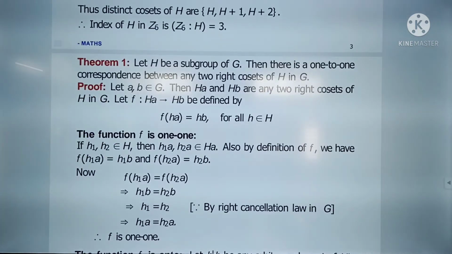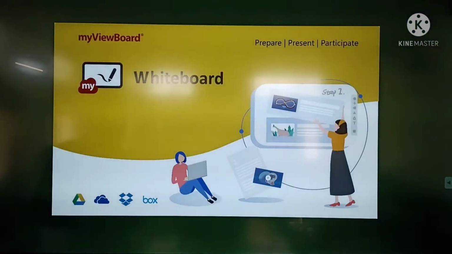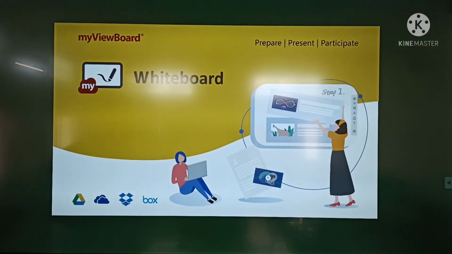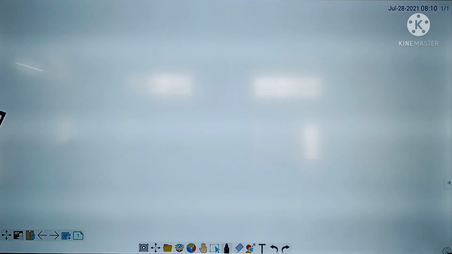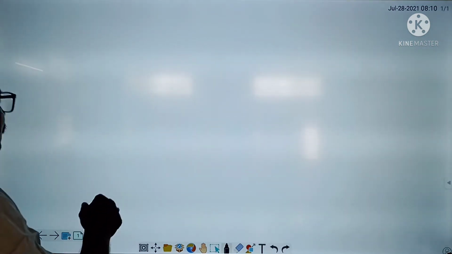Then there is one theorem. Let H be a subgroup of G, then there is a one-to-one correspondence between any two right quotients of H in G. One thing important is that I want to take the whiteboard to explain the definitions, so some definitions you can understand easily.